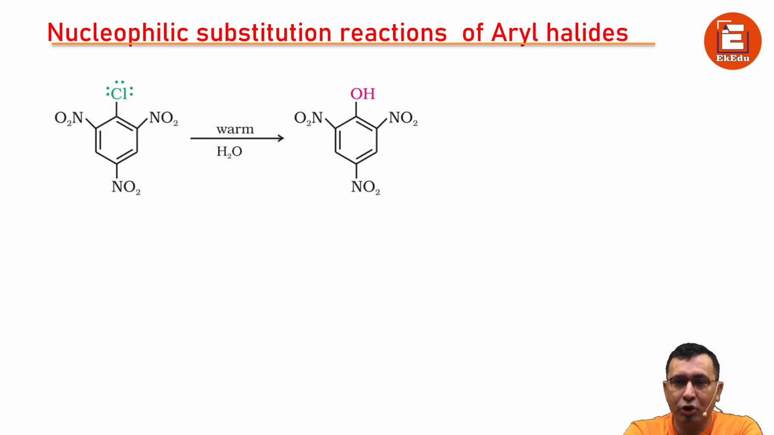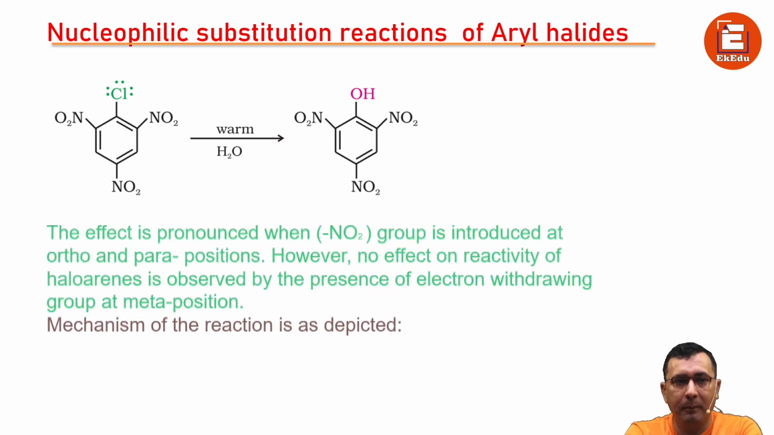But if we attach three nitro groups at both the ortho positions and the para position, the reaction is possible at a very low temperature, that is on warming. It will give you TNP, trinitrophenol, which is picric acid. You can see on your screen, this is the picric acid, 2,4,6-trinitrophenol.